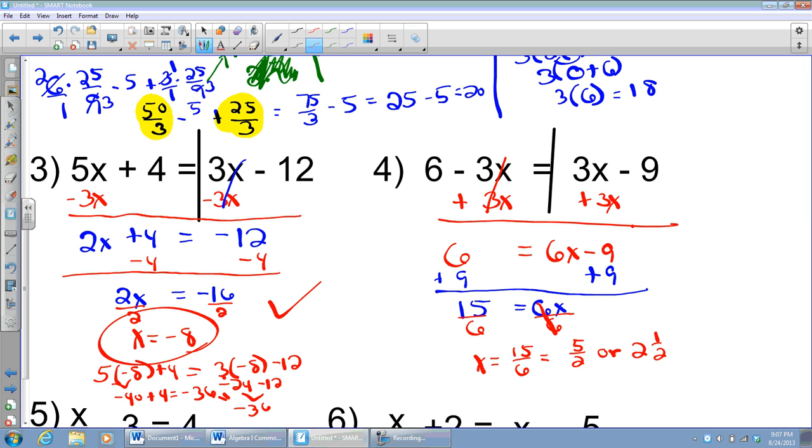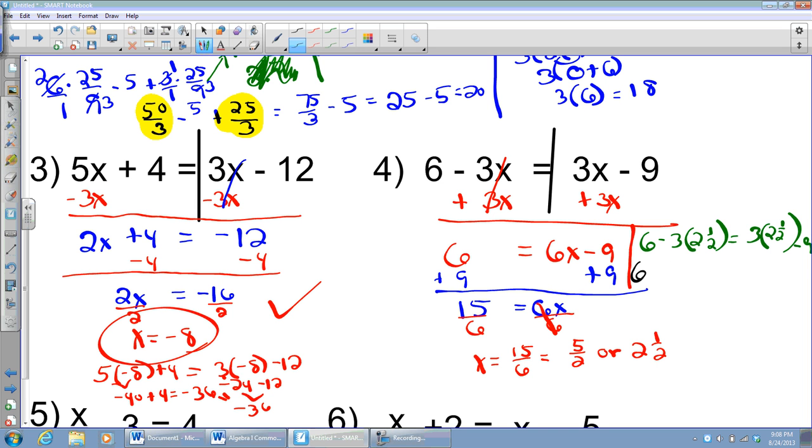If I go to check that, I'll do my check in green. I'm going to have 6 minus 3 times 2 1/2. And does that equal 3 times 2 1/2 minus 9? Okay, so let's test this here.